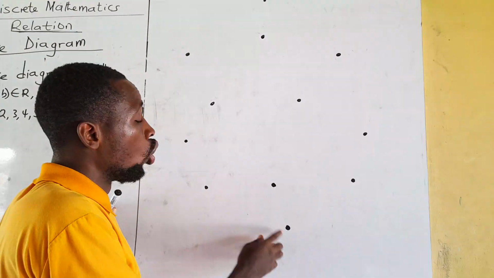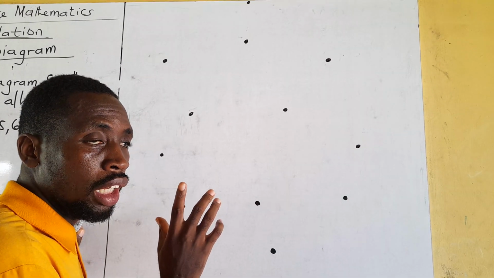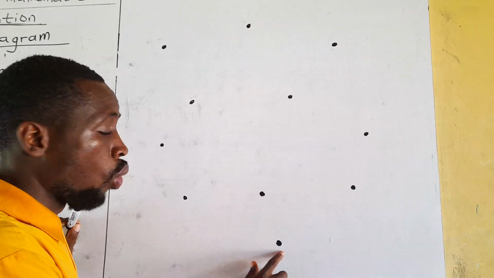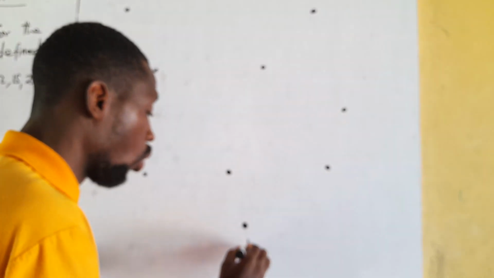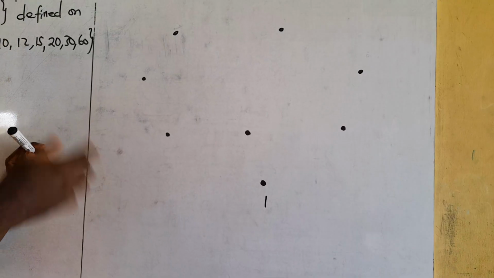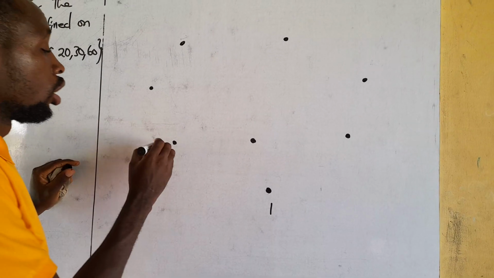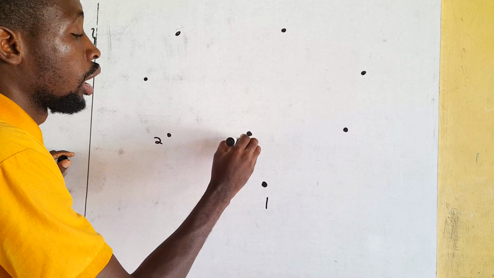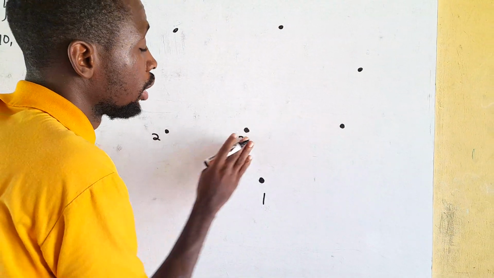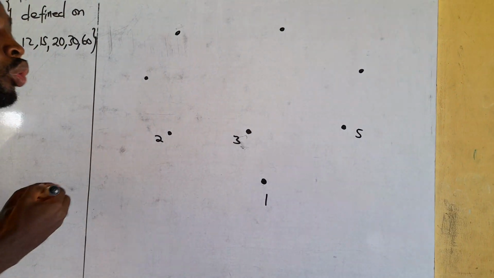So first, you locate those elements with only one factor. So you see that 1 is having only one factor. I can write the 1 here. Then the next step will be those that are having 2 factors, or are prime. So you can see that 2, 3, and 5 are prime. So we can put them.